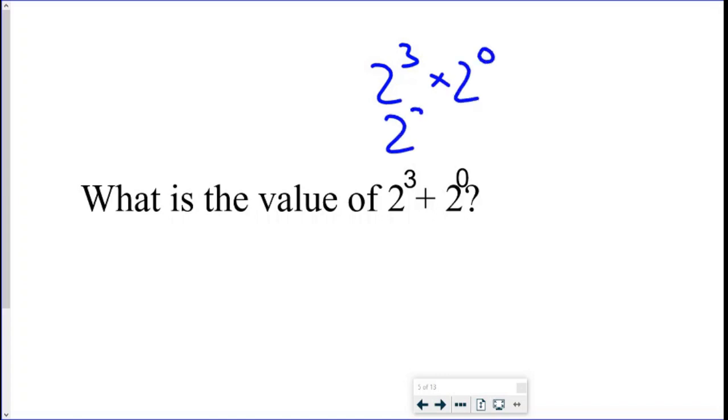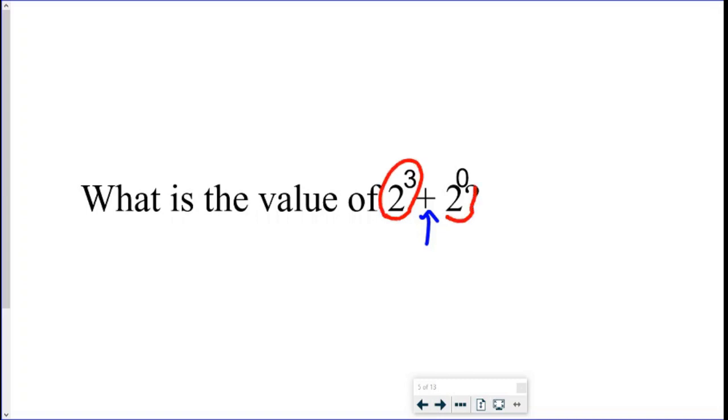They could be doing this. You just have to remember your rules to combining exponents. Now, in this particular question, adding has no rule. So the way to solve this one would be to evaluate both exponents and then add the results.